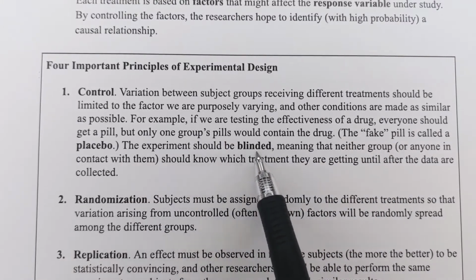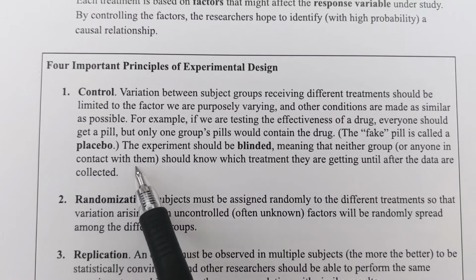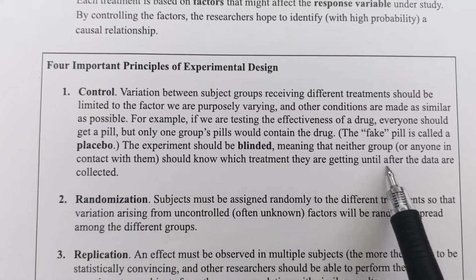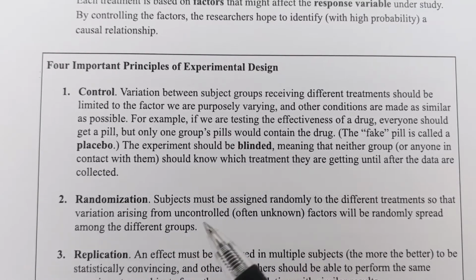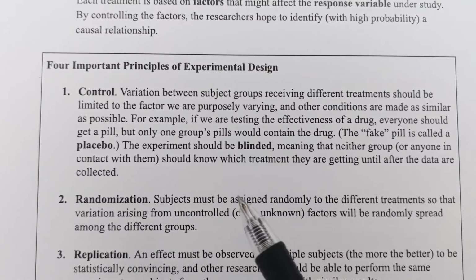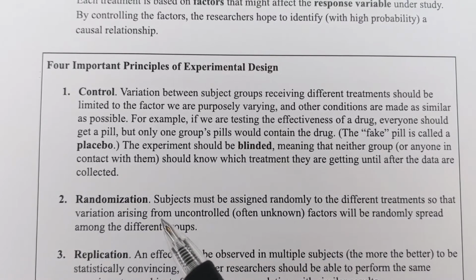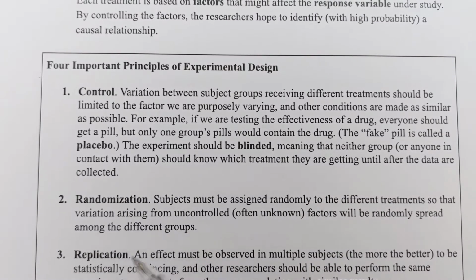The experiment should be blinded, meaning that neither group nor anyone in contact with them should know which treatment they're getting until after the data are collected. So blinded means that the participants do not know whether they're getting the placebo or the drug. In some cases, you see double-blinded, in which people are randomized, and then even the doctors don't know which person is getting placebo or drug. So the doctors are blinded and the participants are blinded.